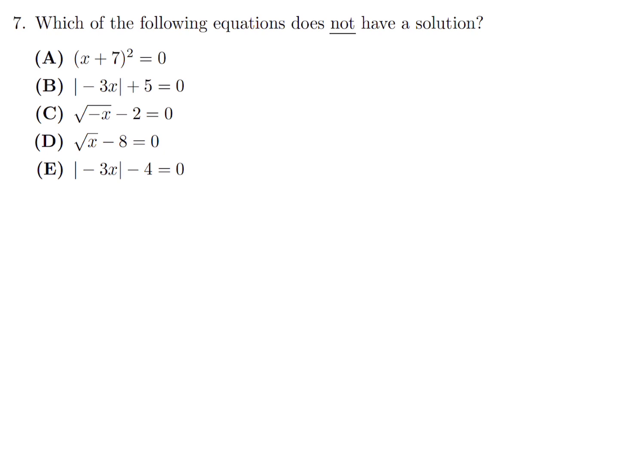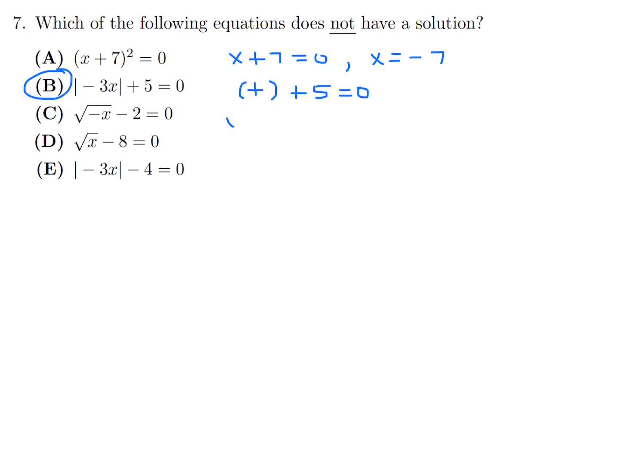Which of the following does not have a solution? All right, let's go through these. The first one, of course, if you take the square root of both sides, you just get that, and of course that leads to x equals -7. The next one, this means absolute value. If you take the absolute value of any number, it will be positive. So you have some positive number, whatever it is, plus 5 has to be 0. And that's impossible, right? Because if you take a positive number and add 5, it will be a positive number. So this is what cannot have a solution.